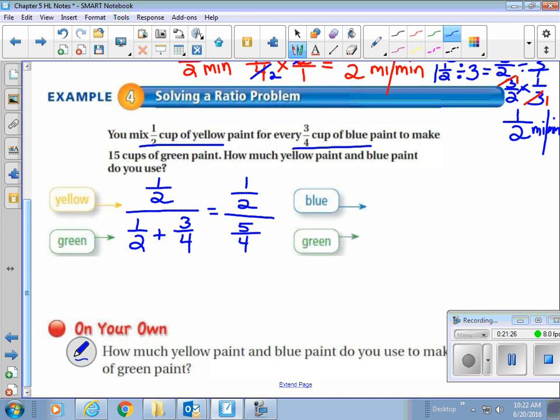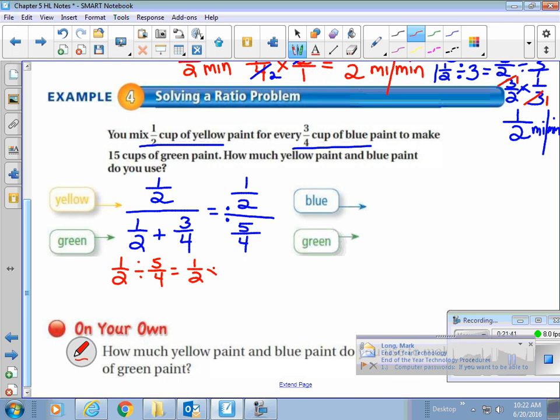So again, I'm looking at a complex fraction. We know that this is simply a division bar. I'm going to come down the bottom and do the division. Got 1/2 divided by 5/4, which becomes 1/2 times 4/5.